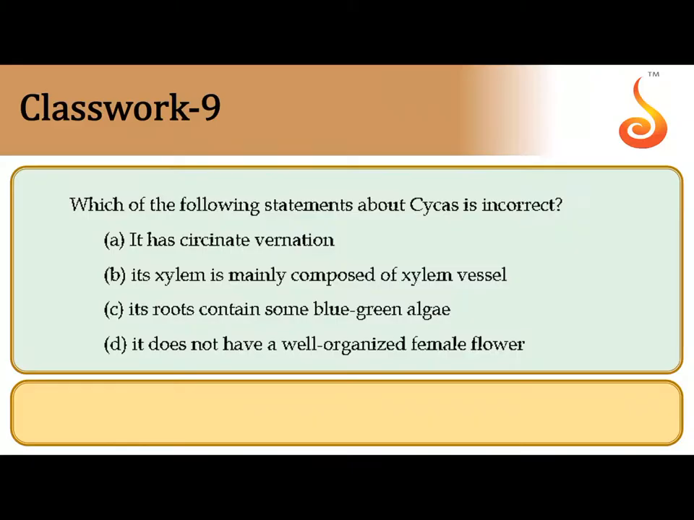Which of the following statements about cycas is incorrect? Now here the incorrect statement is the xylem is composed of xylem vessels. See, xylem vessel is something which is an advanced feature. Okay, xylem vessels or trachea are only found in angiosperms, whereas cycas is a gymnosperm. You mostly find narrower xylem tubes which are referred to as tracheids. So the second option is incorrect with respect to cycas.